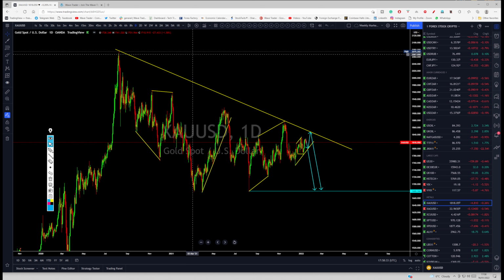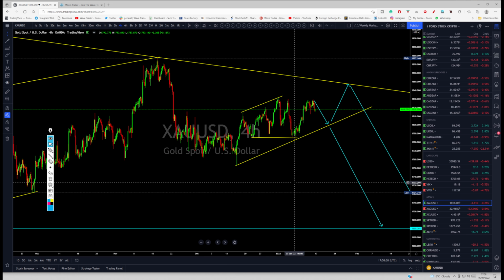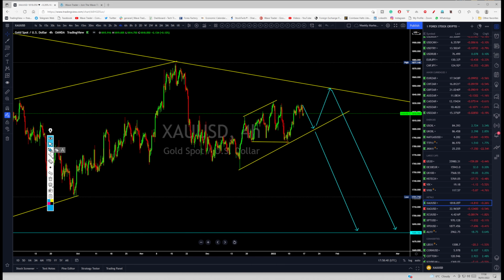Gold, on a 4-hour time frame, is still in a bigger sideways market or correction, we can say that.